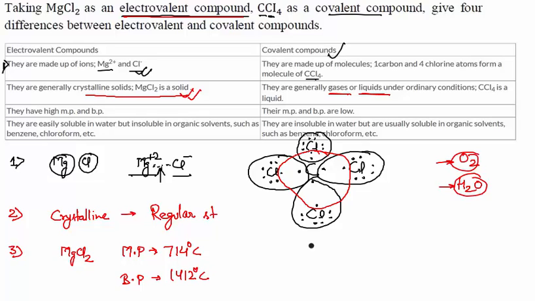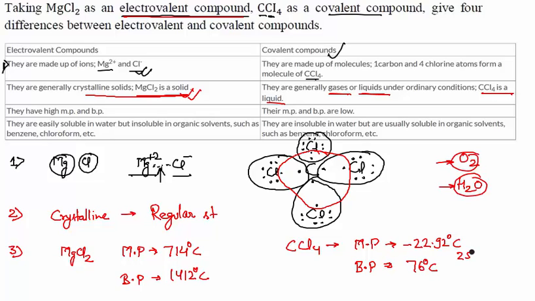And what about CCl4? CCl4 is basically a liquid. If we say that something is liquid, that means it is liquid at room temperature. If we say MgCl2 is solid, it is solid at room temperature. Room temperature is 25 degrees Celsius, so the melting point of CCl4 should be less than 25. Its melting point is minus 22.92 degrees Celsius, and its boiling point is around 76 degrees Celsius.